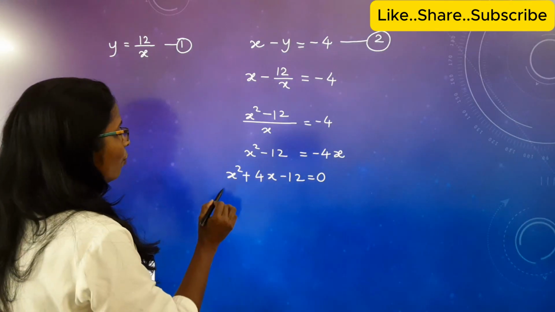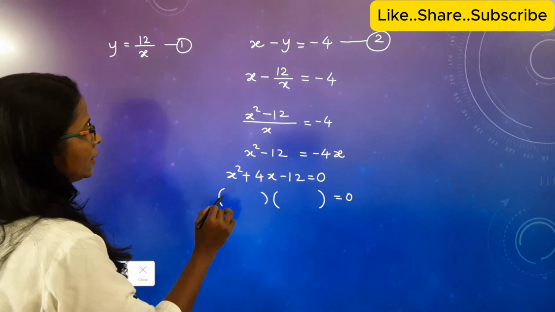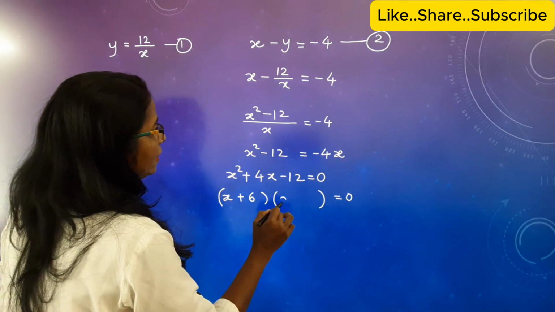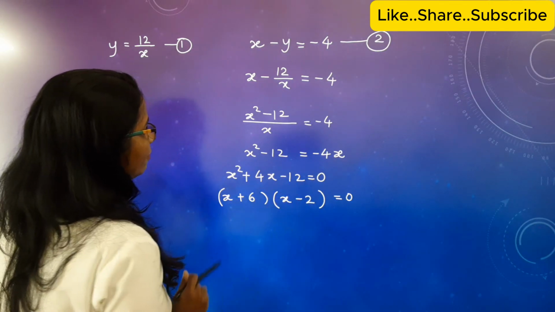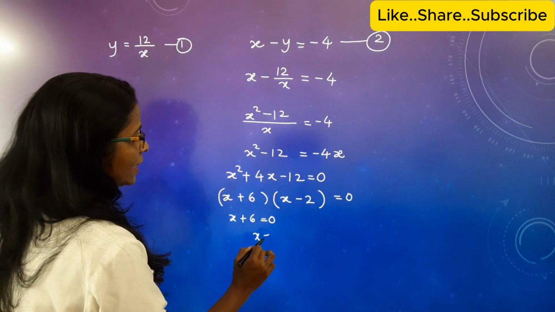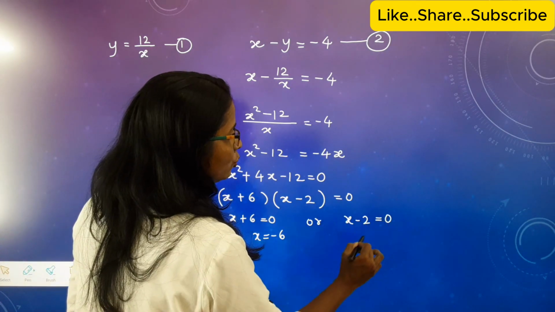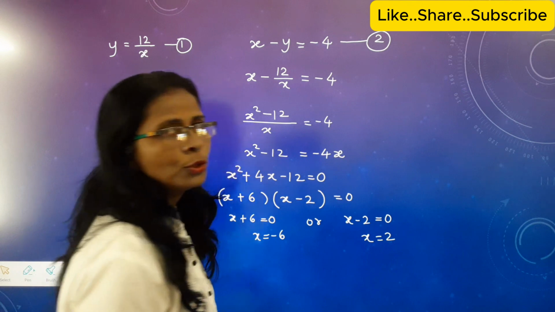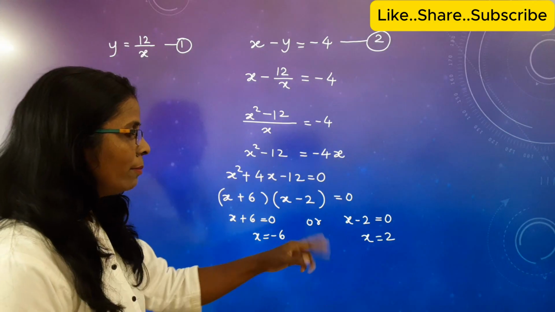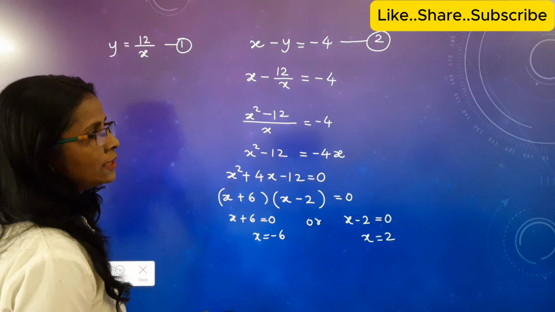So that means here we have the factor. We get the factors in the first bracket, x plus 6 and x minus 2. 6 twos are 12, right? So x plus 6 is equal to 0, that is x is equal to minus 6, or the second bracket x minus 2 is equal to 0, that means x is equal to 2. So we have both values, x is equal to minus 6 and x is equal to 2. But here we take x is equal to 2, and x is equal to minus 6 is rejected.